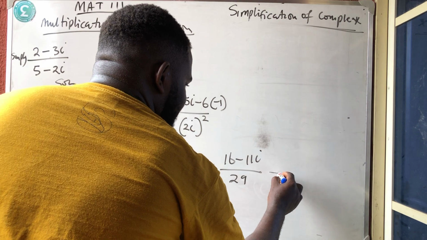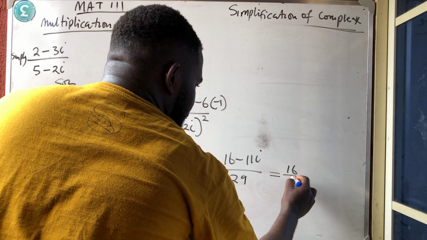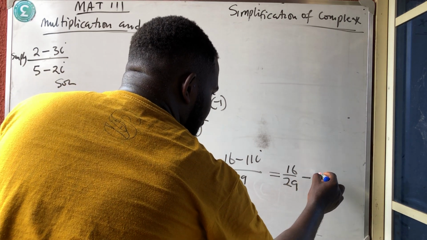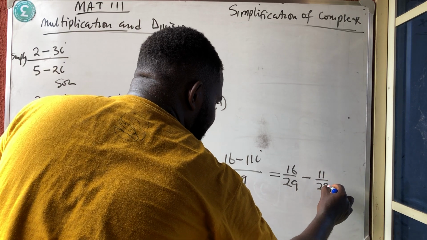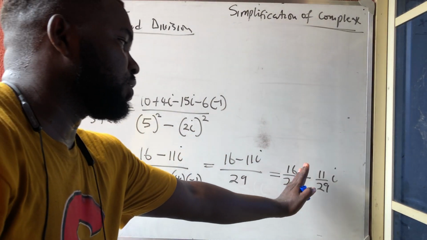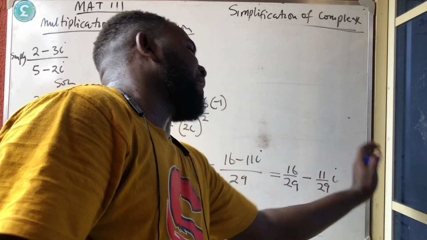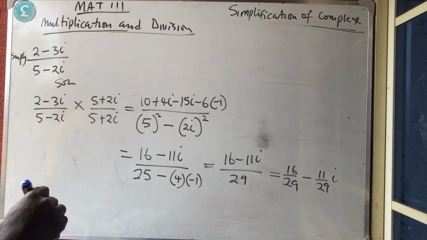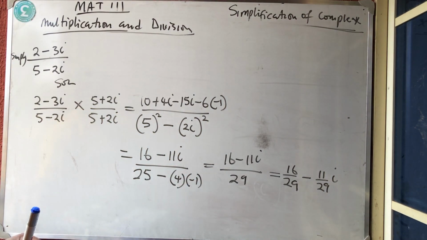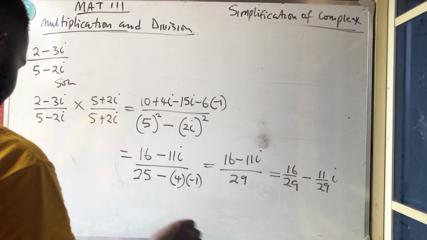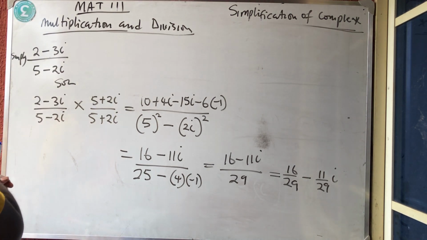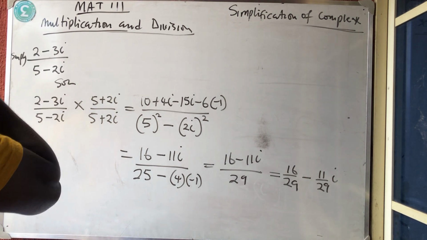But we normally write it as this. Separate it: 16 over 29 minus 11 over 29i, so that the real part will stay on its own and the imaginary part will stay on its own. So that is how we do that. Okay? So that is that. I will solve one more question here and then we'll be done for this video.